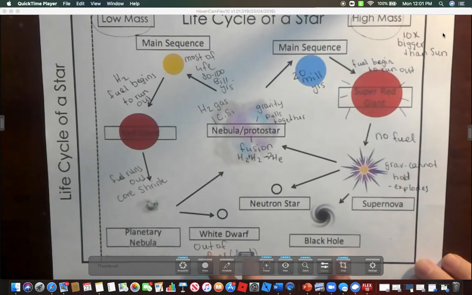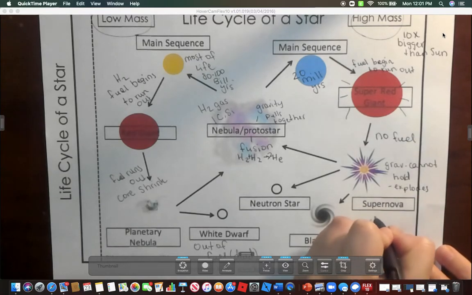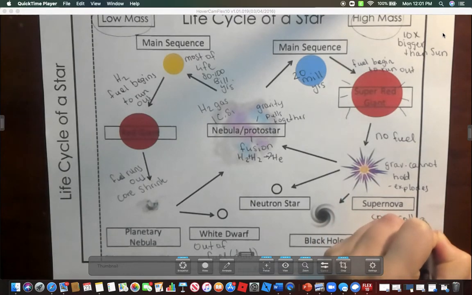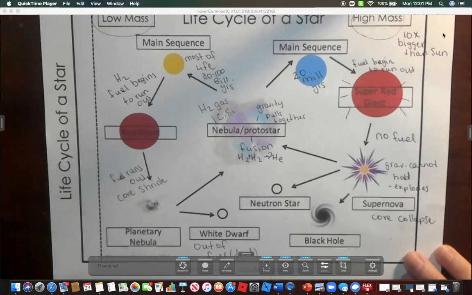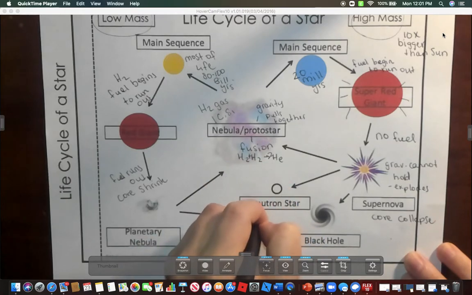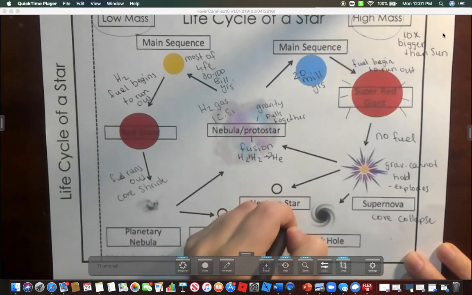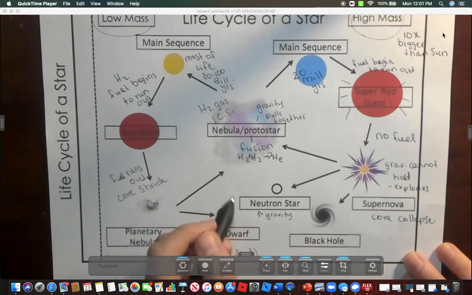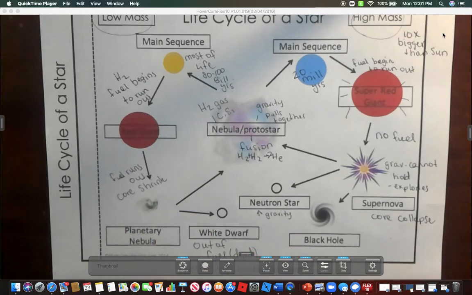All the mass that was in that star, all the dust and all the gas, is going to explode outward in a very bright explosion called a supernova. At this point, the core collapses, and we end up with a neutron star. The neutron star is going to have a lot of gravity. It's going to be very, very dense. It's called a neutron star because the protons and the electrons inside the atoms are pushed together with so much gravity that they actually turn into neutrons. So we're talking about a massively humongous amount of gravity pushing those atoms together.